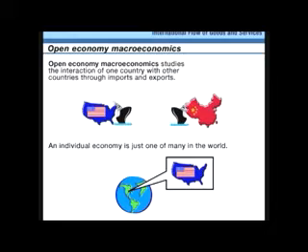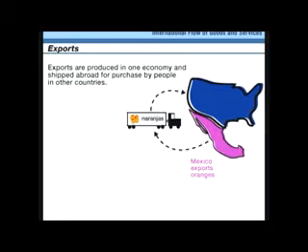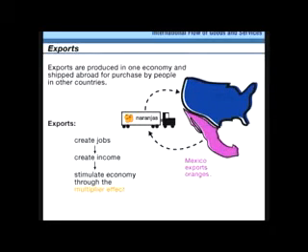Let's begin with the notion of exports. Exports are goods and services that are produced in our economy that are purchased by people in other countries. So the good thing about exports is they provide employment for local resources, and they create income for local resources, which ends up being spent and respent in your economy through the multiplier effect. So exports are good because they are demand for local production, they create income for local resources, and they have a multiplier effect in the domestic economy.